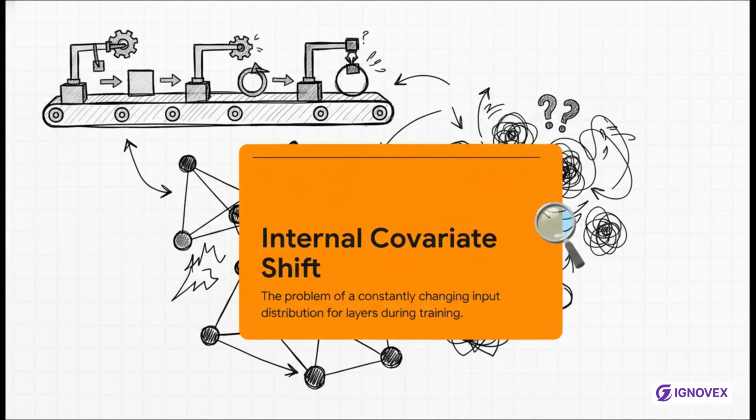Station 1 makes a small change. Well, now the parts it sends to Station 2 are different. So Station 2 has to recalibrate, but that changes what it sends to Station 3. It's this chaotic domino effect, and that's exactly what was happening inside these deep networks. Every single layer was trying to learn, but the data it was getting from the layer before it was constantly changing. It was like trying to hit a moving target.